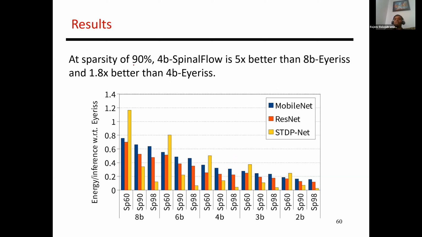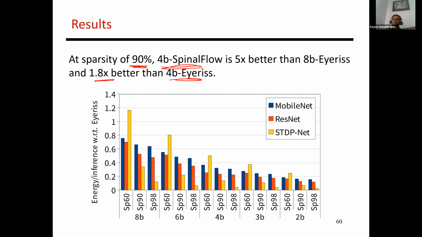So if you assume a sparsity level of 90%, a 4-bit SpinalFlow, which is this new architecture, is about 5x better than an 8-bit Eyeriss. If you try to do an apples to apples comparison, if you assume a 4-bit Eyeriss, then at 90% sparsity levels, the new design is about 1.8x better, right?